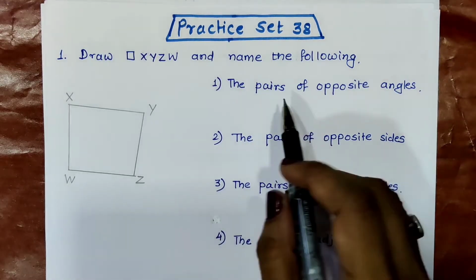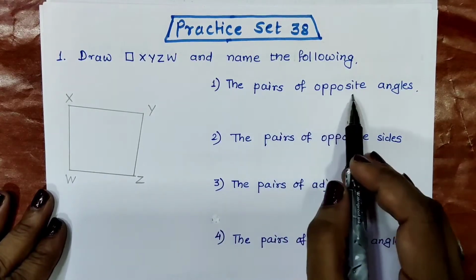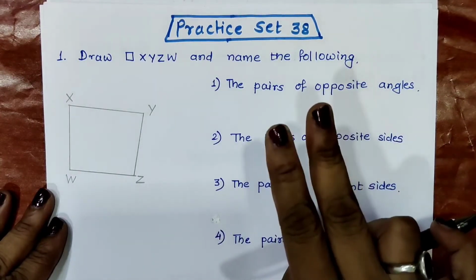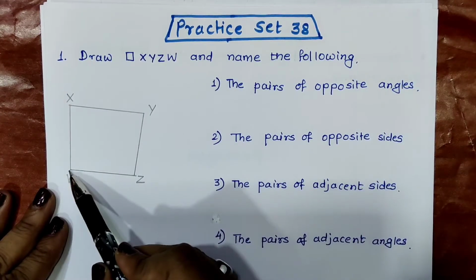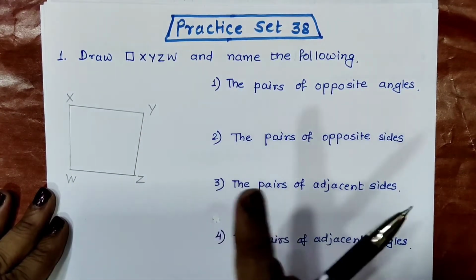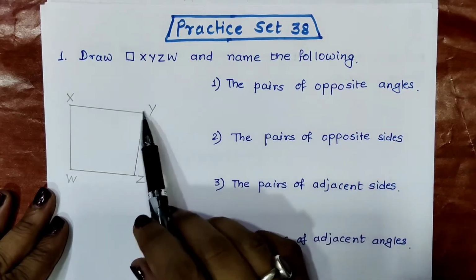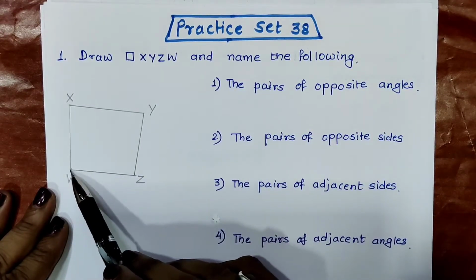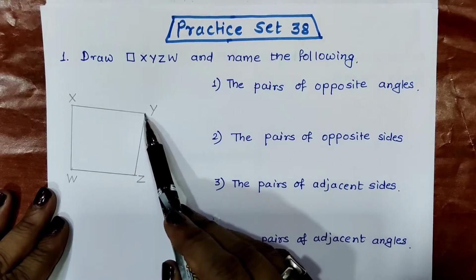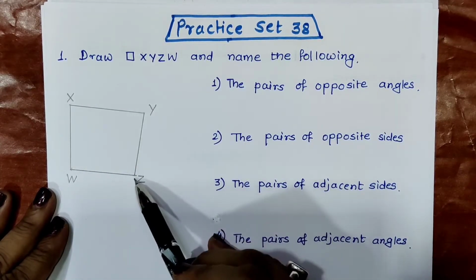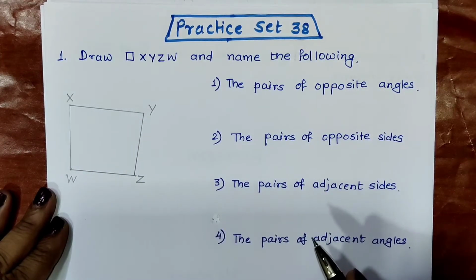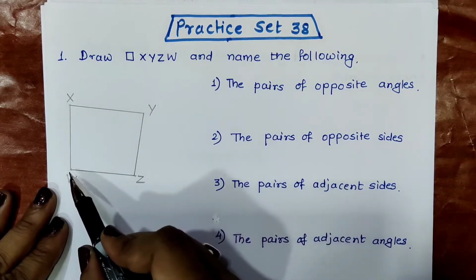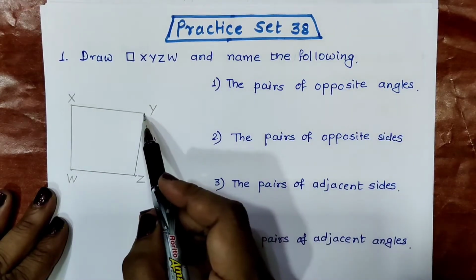Now we have seen that in any quadrilateral, there are 2 pairs of opposite angles. Opposite angles are the angles which do not share a common arm. They are opposite to each other. For example, here angle W and angle Y are opposite to each other. Similarly, angle Z and angle X are opposite to each other. While writing the name of angles, we will be using 3 letters. So W should be the middle letter and Y should be the middle letter.